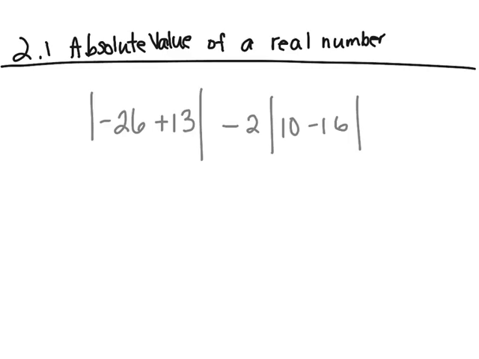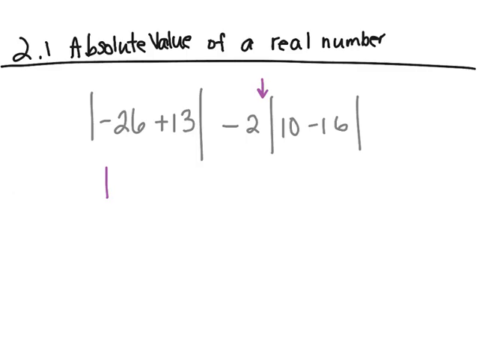When you're evaluating an expression, it's important to realize what your operations are and to use order of operations. So the first thing you should do is read it out loud. So the absolute value of negative 26 plus 13, subtract 2 times the absolute value of 10 minus 16. Because these two are right beside each other, we know that they're going to be multiplying. First step is to evaluate everything in the absolute values.